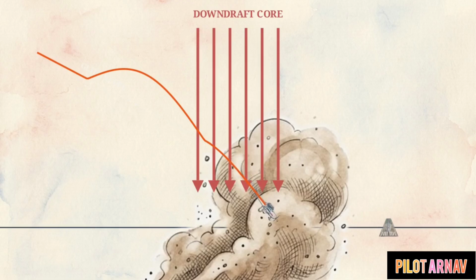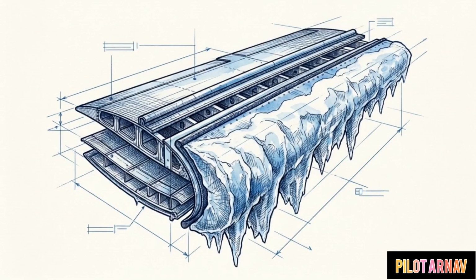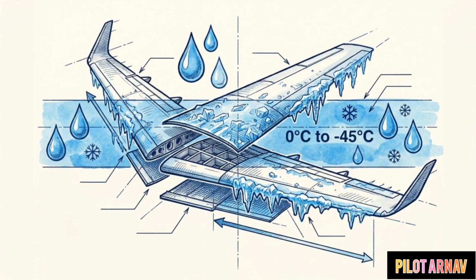The aircraft exits the core and is slammed by a massive tailwind. This drastically increases ground speed while destroying relative lift entirely, leaving the pilot with 0 altitude and almost 0 recovery time. Beyond kinematics, a secondary hazard is severe airframe icing, which accumulates rapidly at altitudes between 0 and -45 degrees Celsius due to massive volumes of supercooled water droplets trapped inside the updrafts.